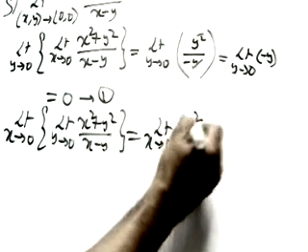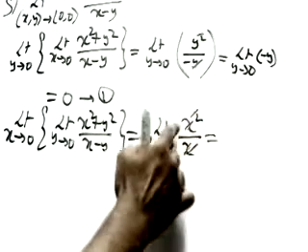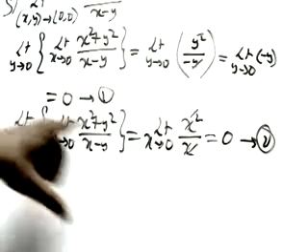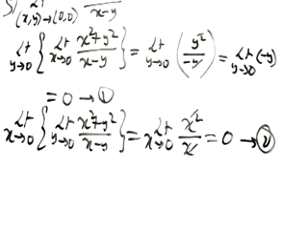Now if you substitute y = 0, this will become 0. What is left here? x square by x gets cancelled. Now if you substitute x equals 0, this is 0. You note this as 2. So these two are the same.